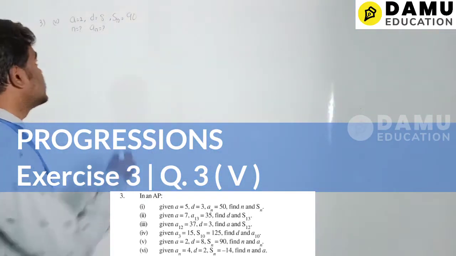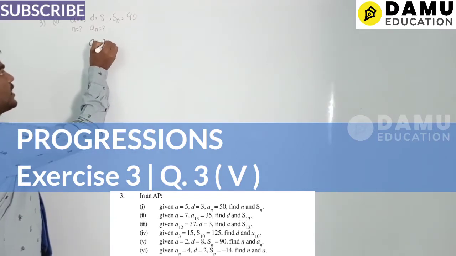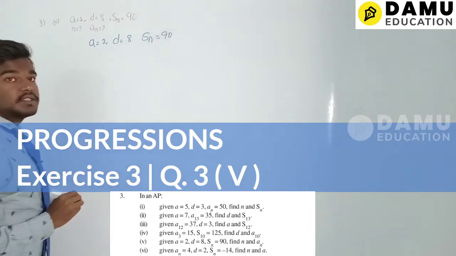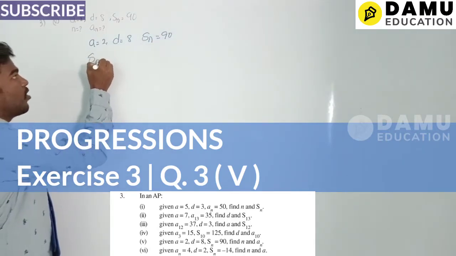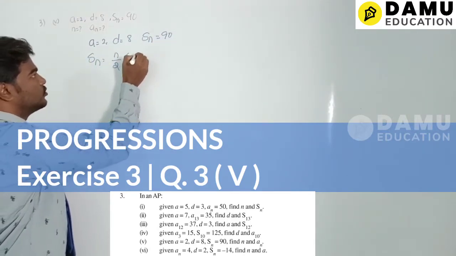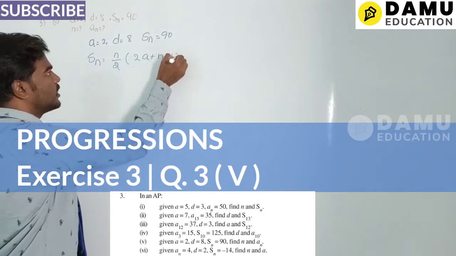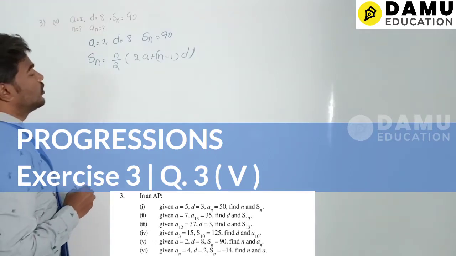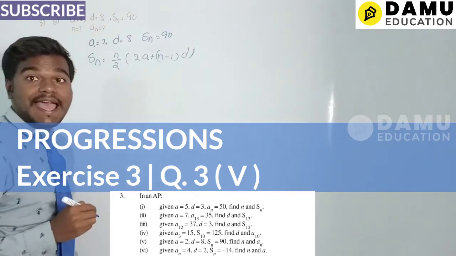The first term a is equal to 2, the common difference is 8 and Sn will be equal to 90. So what is the Sn formula? That is the sum of n terms: n by 2 into 2a plus n minus 1 into d. So this is the formula. Let's substitute all the values and find n.